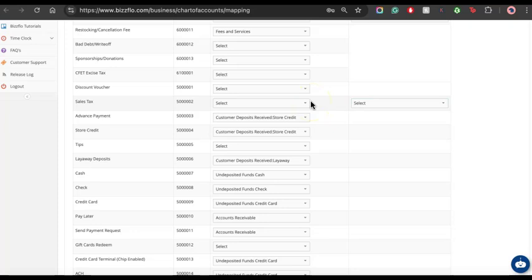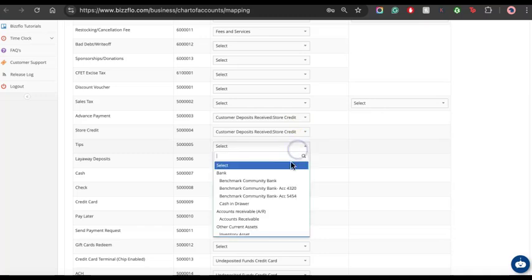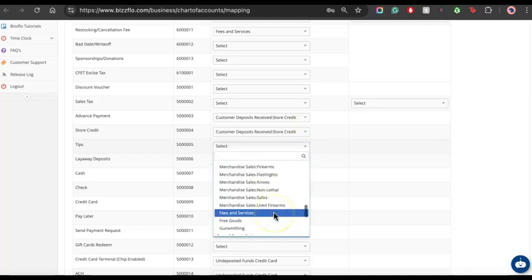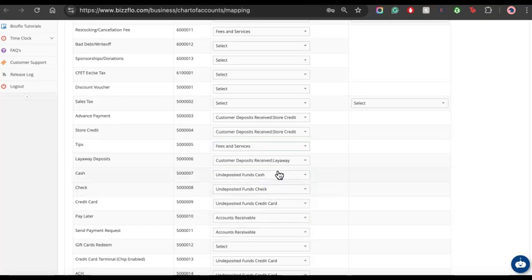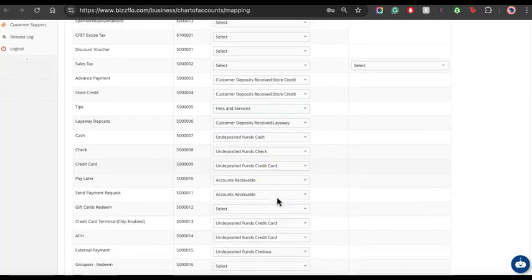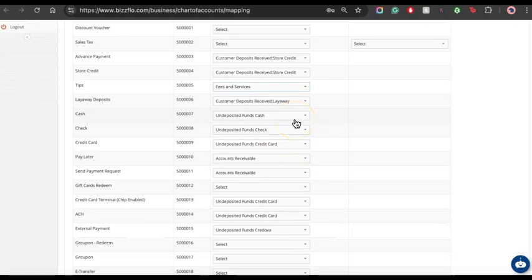Advance payments and liabilities. Customer deposits, advance payments and store credit are liability accounts applied to future purchases. Tips should be recorded under fees and services as a revenue category. Layaway deposits. A liability account recorded as a customer deposit until services are completed. Payment processing and reconciliation. Cash payments are initially recorded as undeposited funds until transferred to a bank account upon reconciliation.